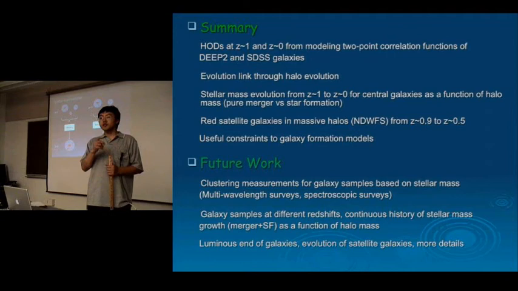So if you change the profile, it will change the slope of the satellite mean occupation function, the power law slope, a little bit. But this M1 parameter, the mass scale for satellites, will be relatively robust. So I think the whole result will not be very sensitive to the assumption of the density profile, unless you have an extreme density profile.